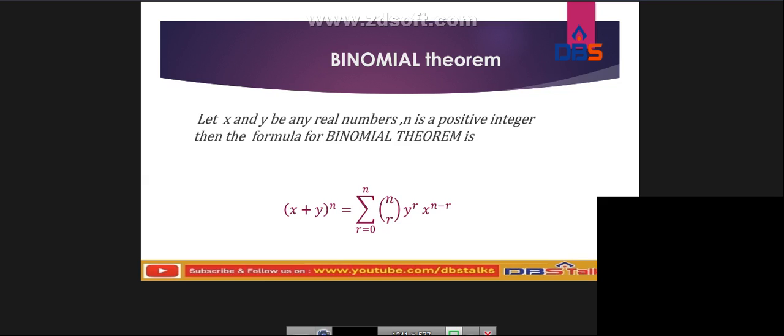That is, let x and y be any real numbers and n a positive integer. Then the formula of the binomial theorem is (x + y)^n = sigma r = 0 to n, nCr, y^r, x^(n-r). That is sigma r = 0 to n, nCr, y^r, x^(n-r).